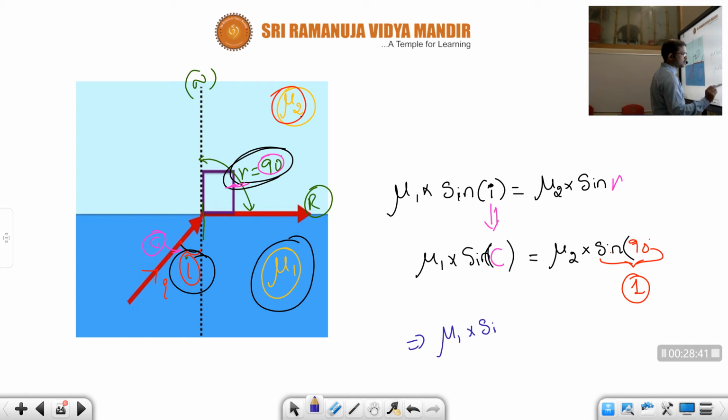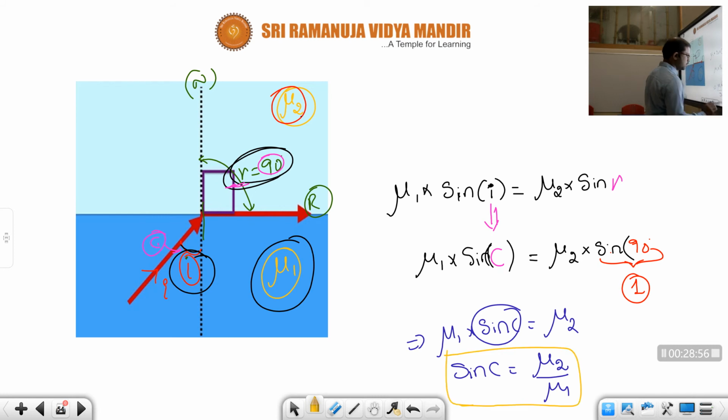Further, mu1 sin C is equal to mu2. From here, the critical angle sin C is equal to mu2 by mu1. If you want to get the critical angle, this is the manner. This is how we will find the critical angle.